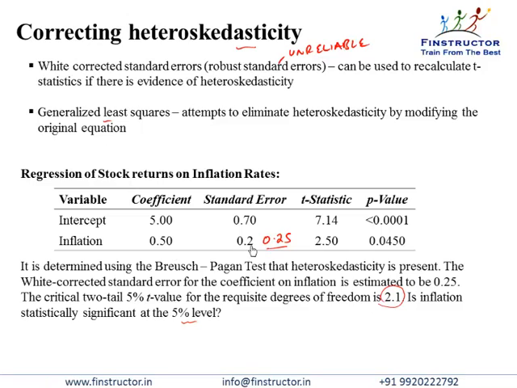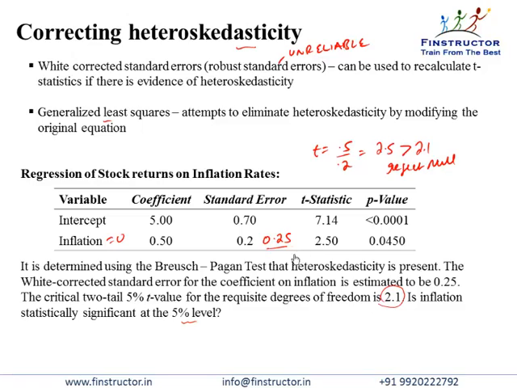If we do the original analysis, then the null that the inflation coefficient is equal to 0 will have a t-statistic given by 0.5 upon 0.2, that is 2.5. So 2.5 is greater than 2.1, hence we would reject the null and conclude that inflation actually is statistically significant.